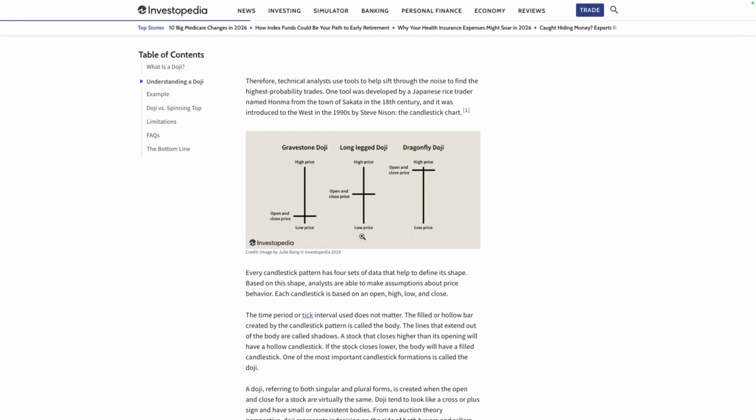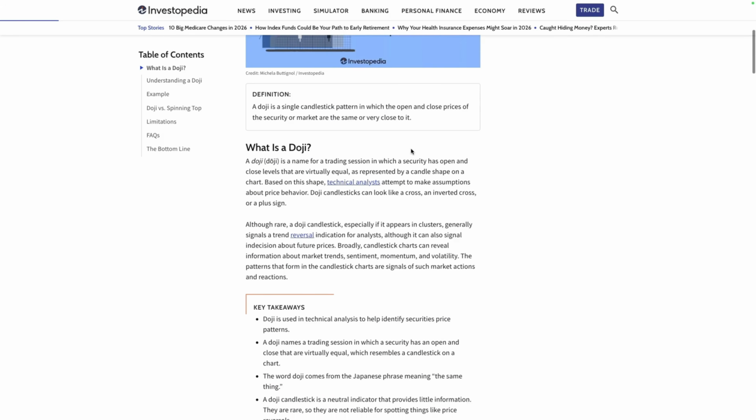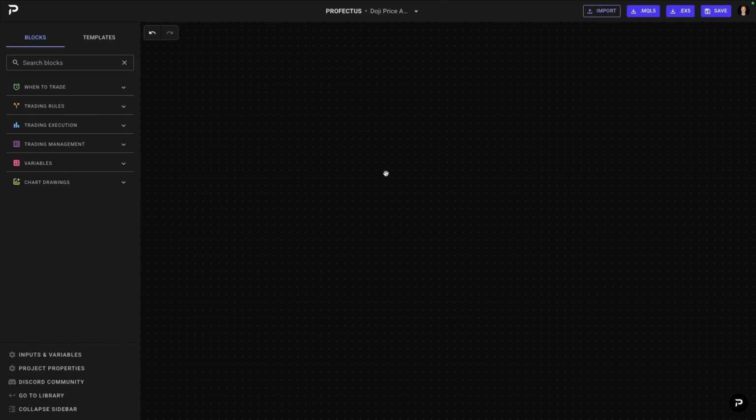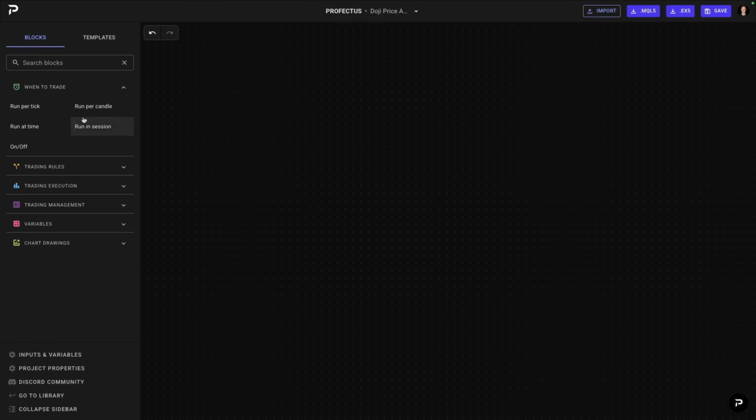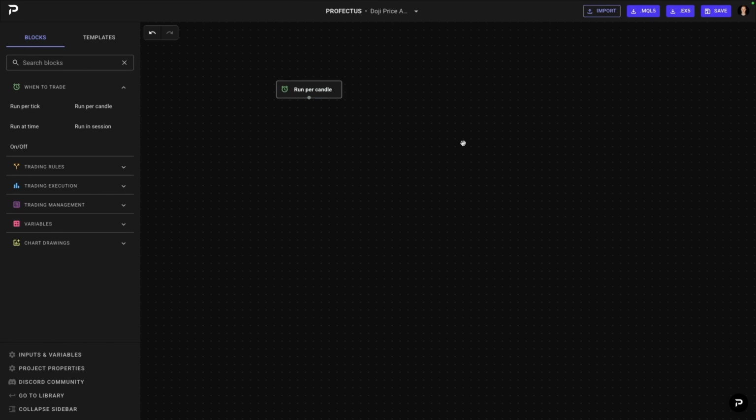And this is pretty much what we are now trying to completely mechanize as well. So there's zero interpretation of what is a Doji in your trading system. Hence, let's not lose any time and let's get straight to it. So here we again start with run per candle on top based on the current time frame. Of course, you can change this by simply dragging and dropping, or also making it a variable or an input, so you can easily change it within MetaTrader 5 for greater ease of optimizing it.